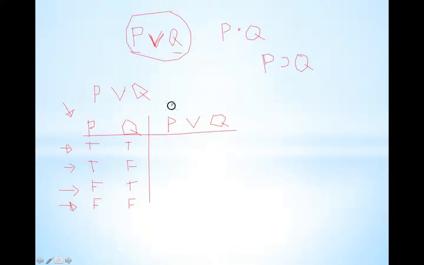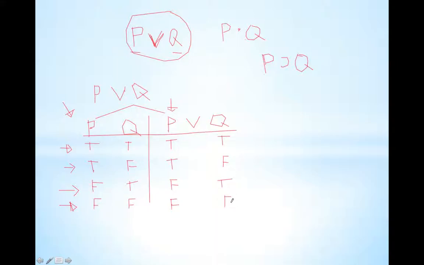So then right here, I am going to show the truth values for P. And all I do is copy them over from the left. So I had true, true, false, false. That's all I did, was copy exactly what I see over here. Then for Q, same thing. Copy what you see on the left. So true, false, true, false.